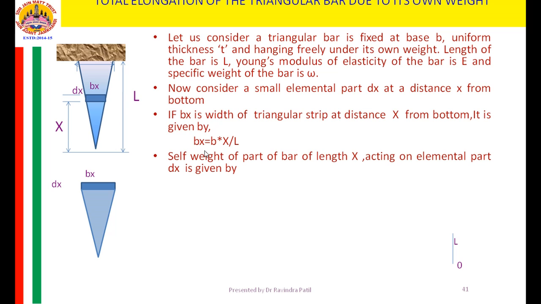Now, we need to calculate the weight of this part. What is the weight? It is nothing but the volume multiplied by the specific weight. Means I need to calculate the volume of this lower part. This volume is nothing but the area of this triangle multiplied by the thickness.